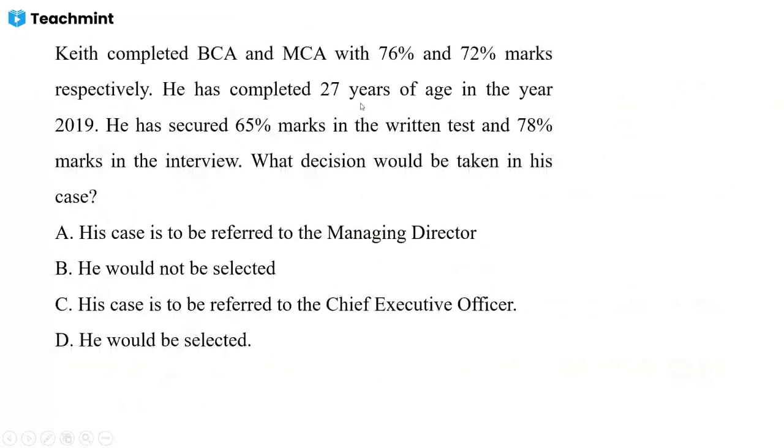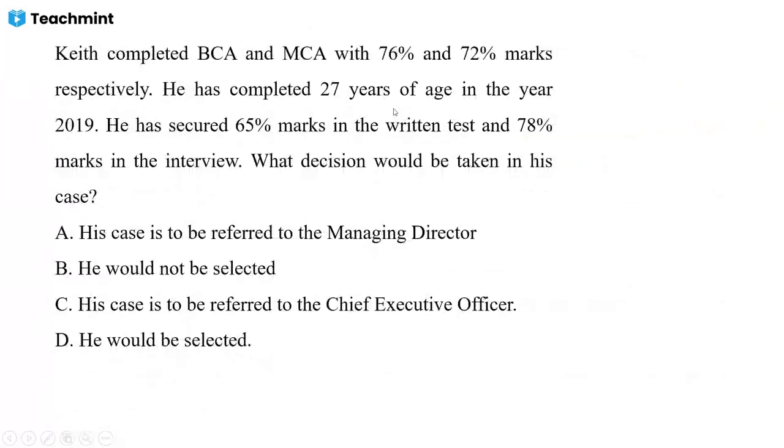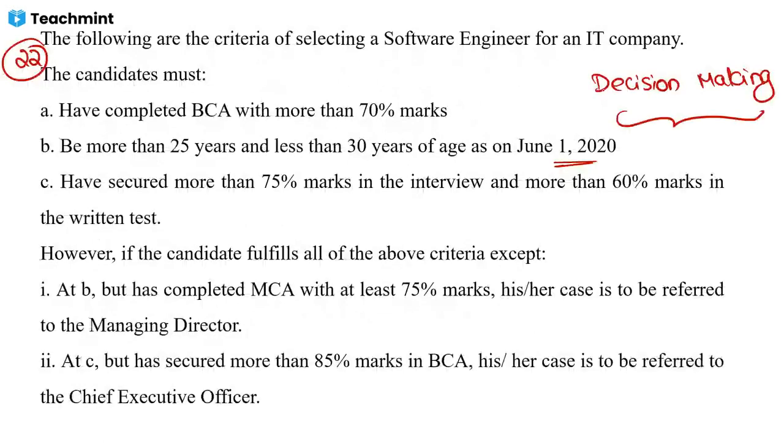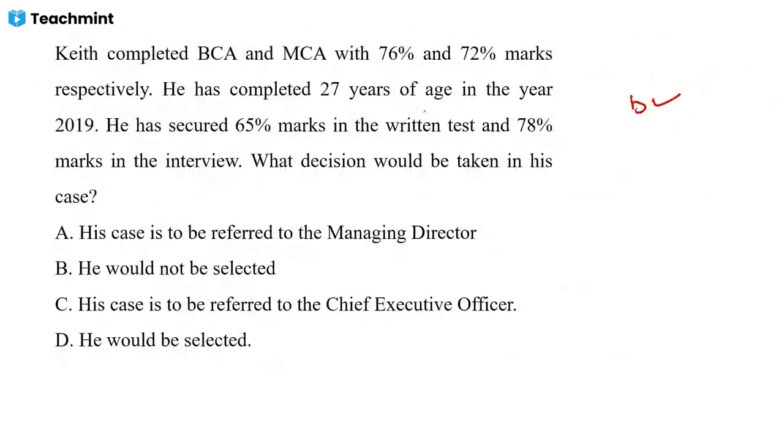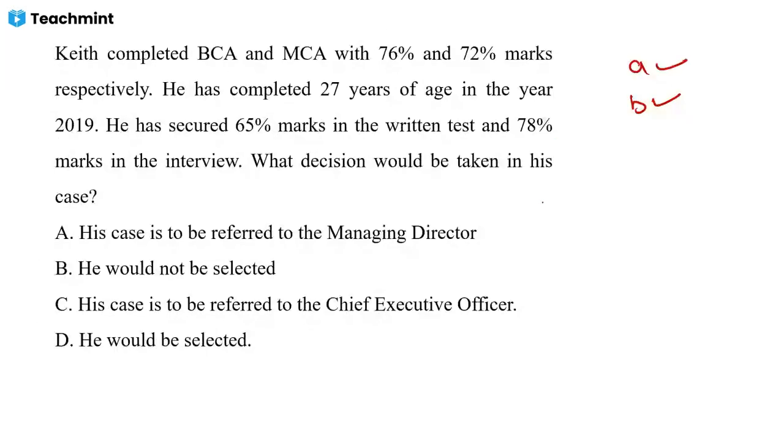Now here are the conditions. BCA and MCA, with BCA 76%. And age is 27 years in the year 2019. Then it will become 28 years in 2020. So the age constraint, B, is satisfied. In BCA 70% is required, so A is satisfied. Next, secured 65% in the written test. Written test 60% is required. And yes, C is also satisfied.